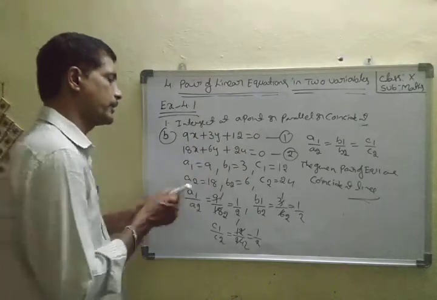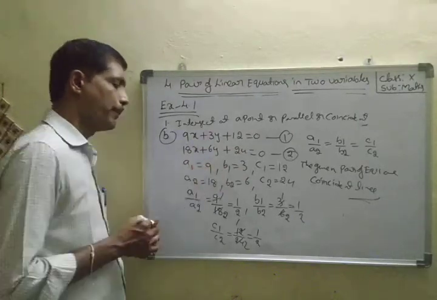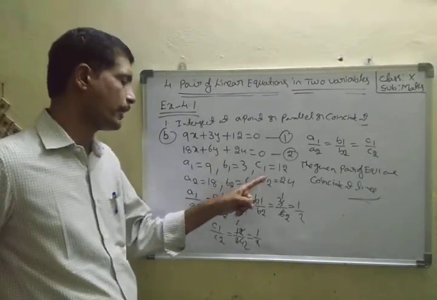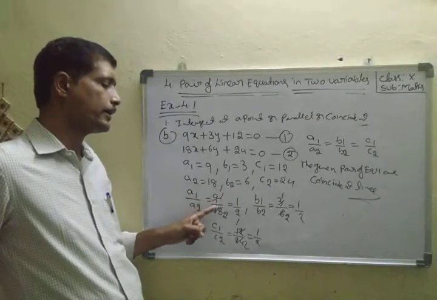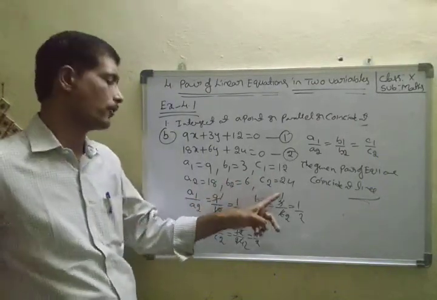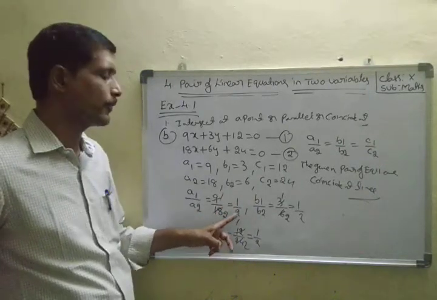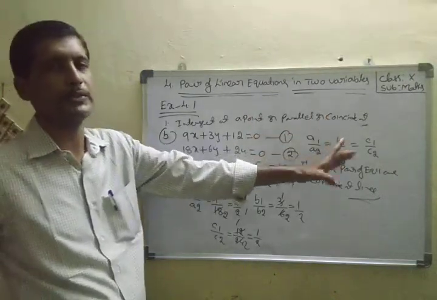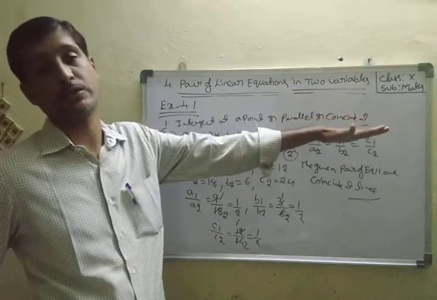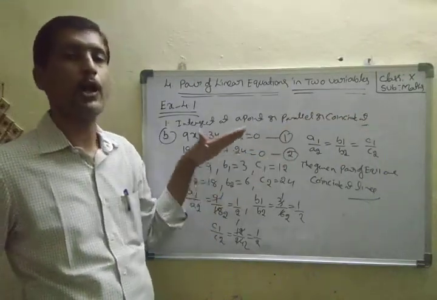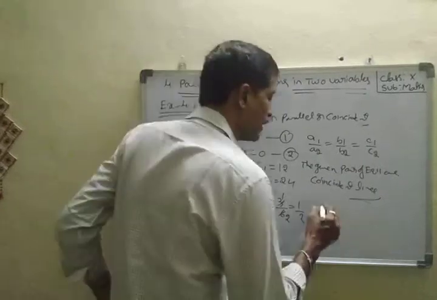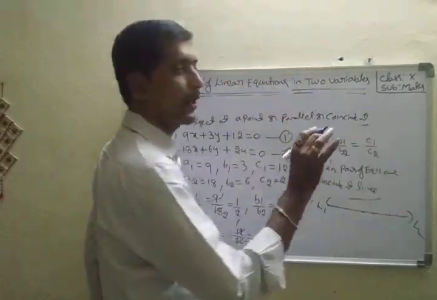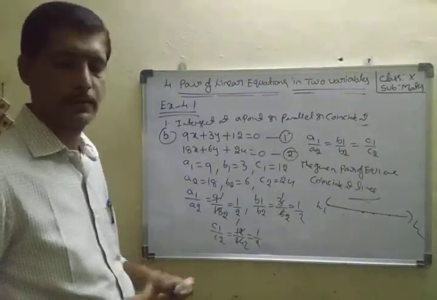A1 equal to 9, B1 equal to 3, C1 equal to 12, A2 equal to 18, B2 equal to 6, C2 equal to 24. A1 by A2 equal to 9 by 18, that is 1 by 2. B1 by B2 equal to 3 by 6, that is 1 by 2. C1 by C2 equal to 12 by 24, that is 1 by 2. All are equal. A1 by A2 equal to B1 by B2 equal to C1 by C2. This is the condition for infinite solutions. Therefore, the two equations are coincident lines. Coincident lines means L1, L2 are the same line only.